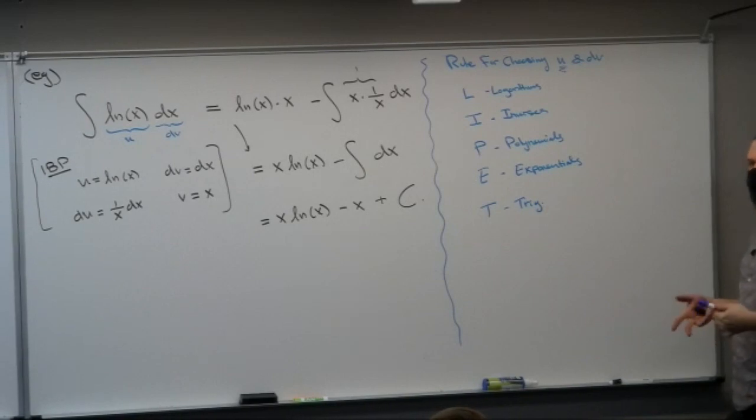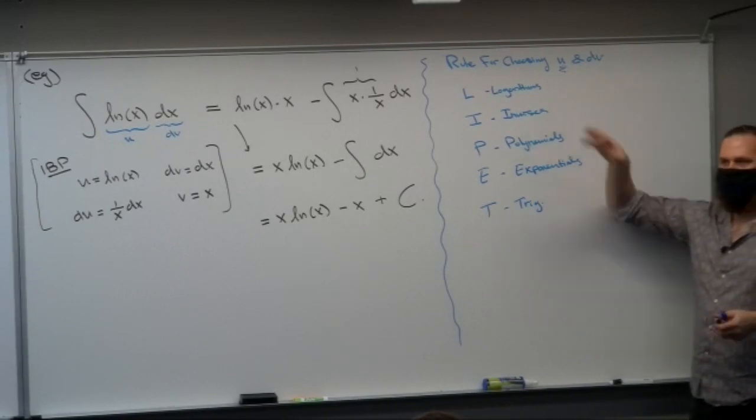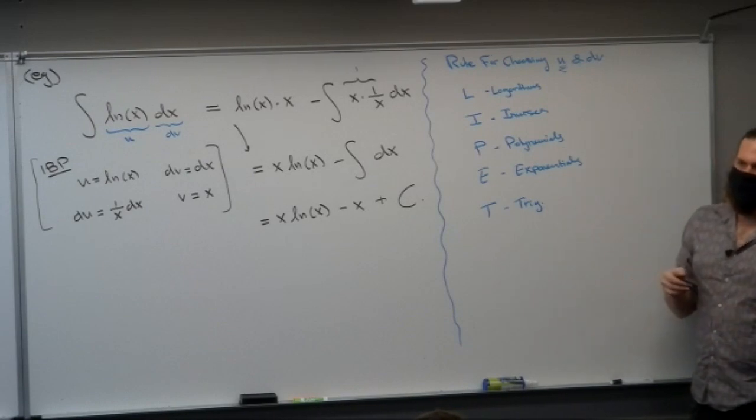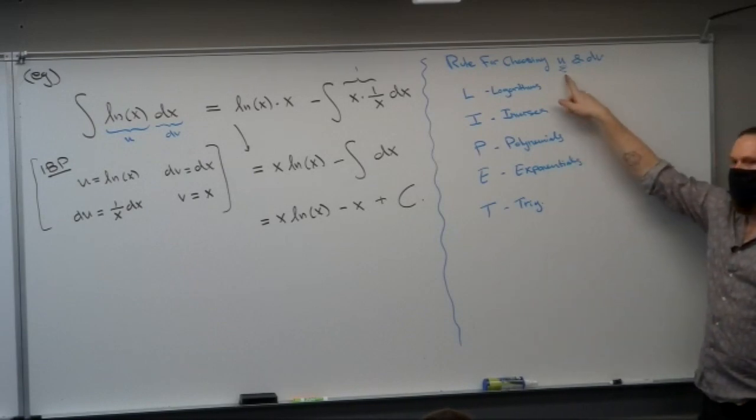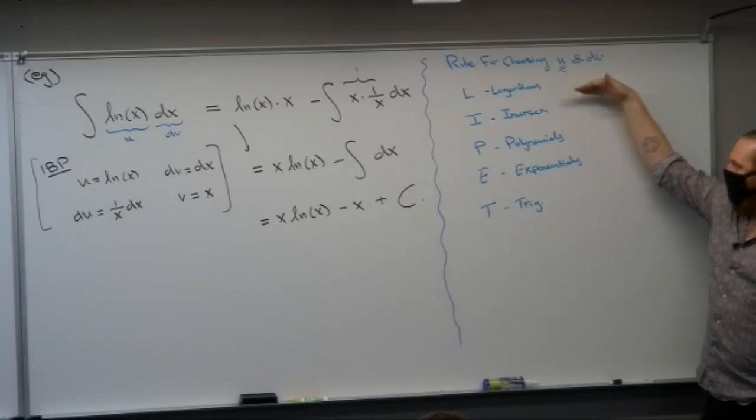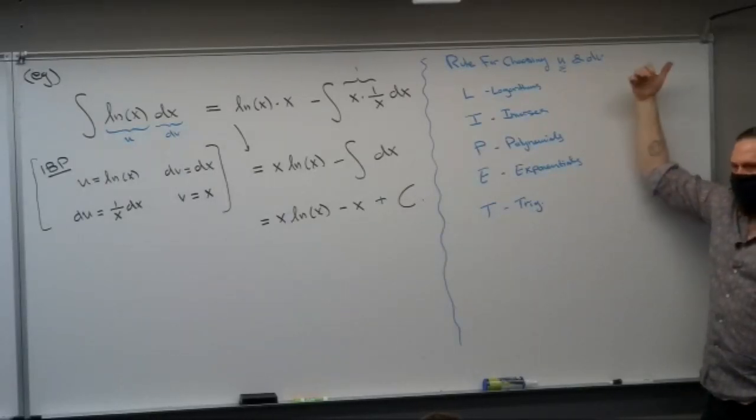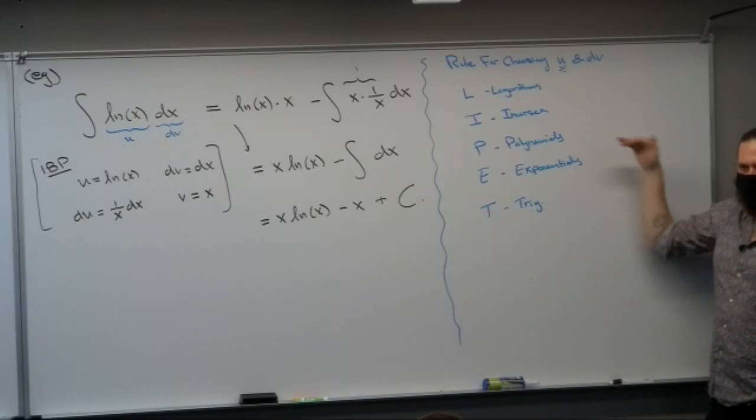All right, so they call this the LIPET rule. And you can think of it as a rule for choosing u and dv, but because it's a partition, once you've chosen one, the other is determined. So it's just a rule for choosing u. All right, if you see any of these, make that u, everything else is dv. None of these, just move down the list.